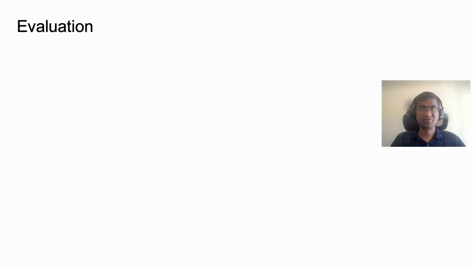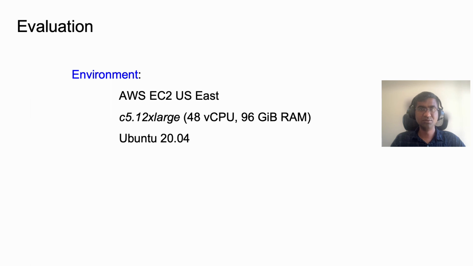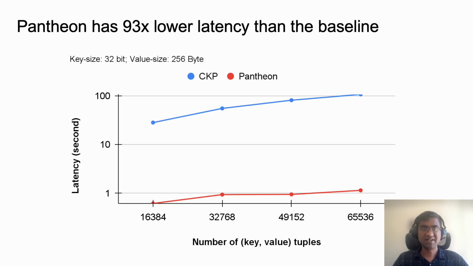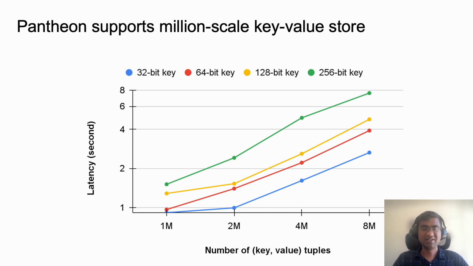To evaluate Pantheon's performance, we deploy it over Amazon EC2. We measure the latency to serve a query as the key evaluation metric. And as a baseline, we use the state-of-the-art work on constant weight keyword PIR that appeared in Usenix Security 2022. We measured latency for different database sizes and found that Pantheon has 93 times lower latency than the baseline. The distributed deployment of Pantheon can handle million-scale key value stores. For example, for 32-bit keys, Pantheon can serve a query from a 2 million size database under 1 second.